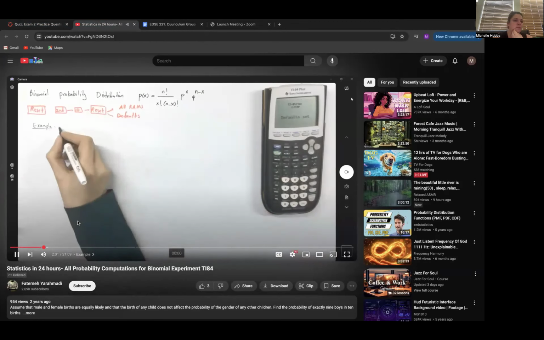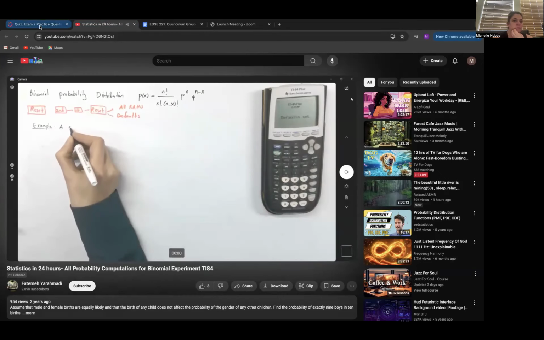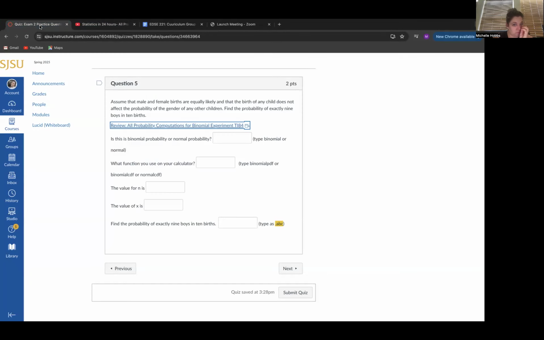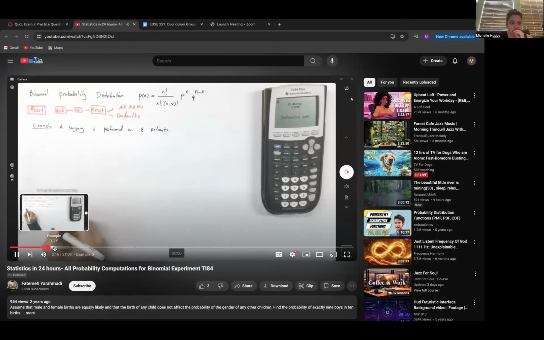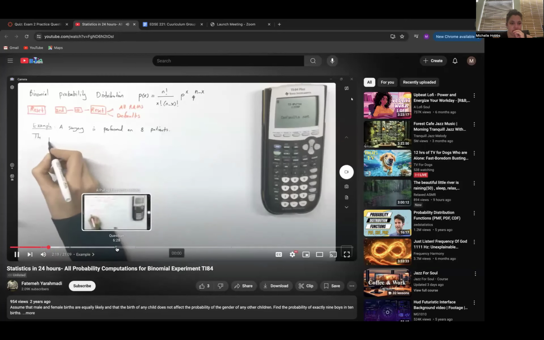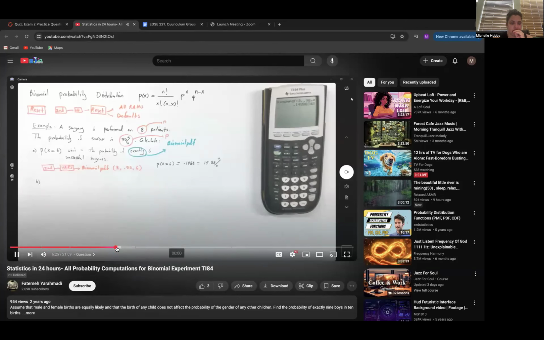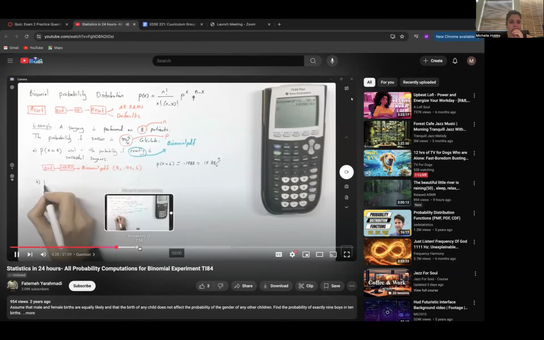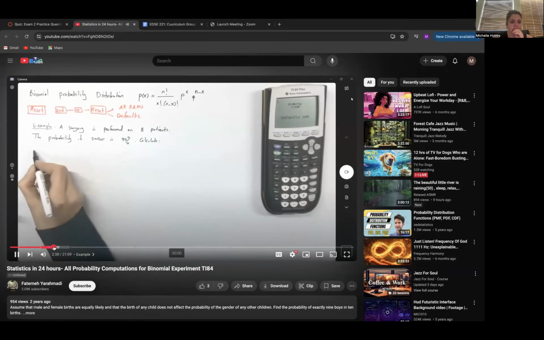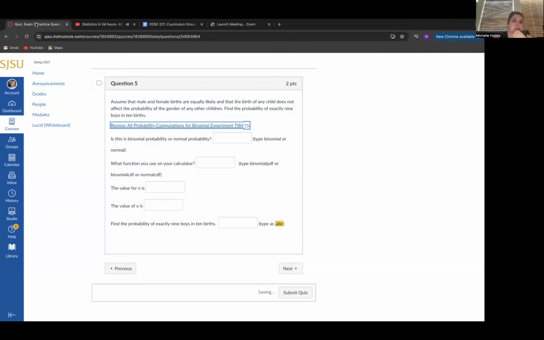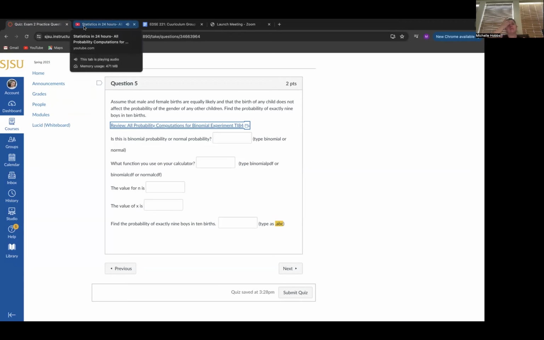A particular surgery is performed on 8 patients. The probability of success is 90%. Suppose now the question says, calculate the probability of X being exactly equal to 6. What's the meaning of that?